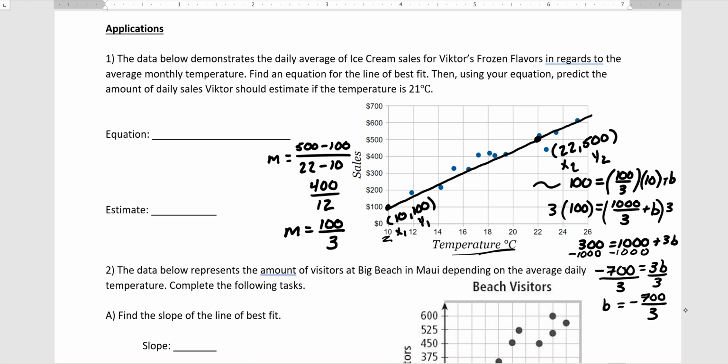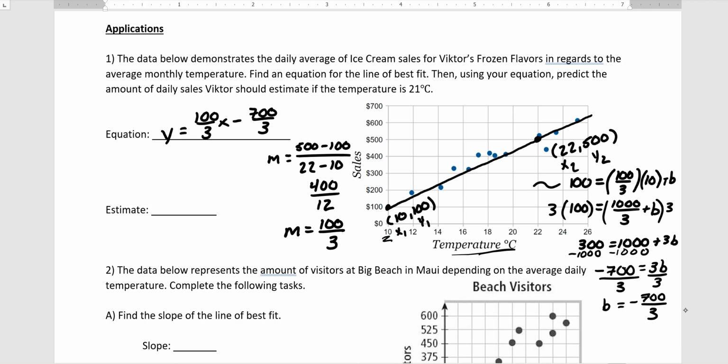So my slope, my equation. I have my slope, I have my y-intercept. My equation then would be y equals 100 over 3 x minus 700 over 3, which is to say, if there was a 0 degrees temperature, they would not be making any money. No one's probably buying frozen flavors when it's freezing outside.